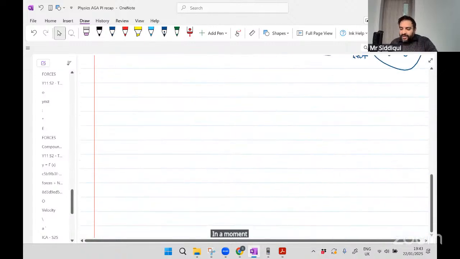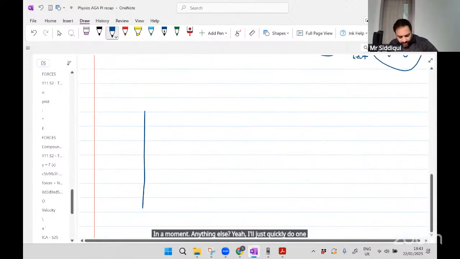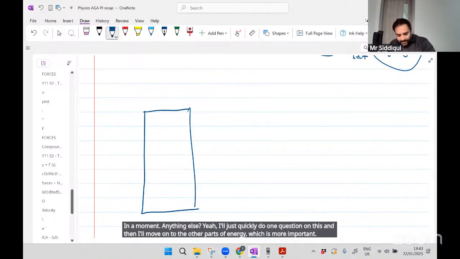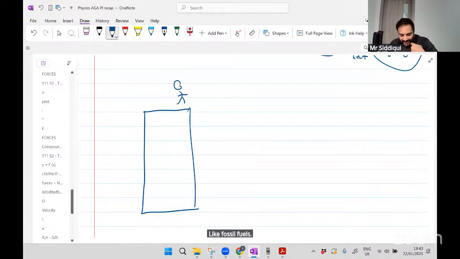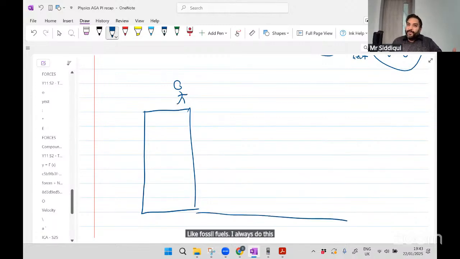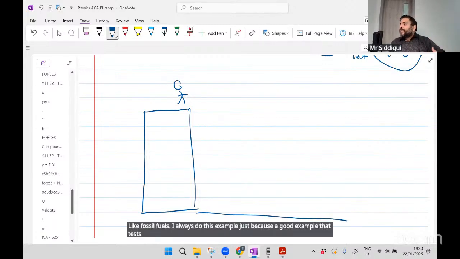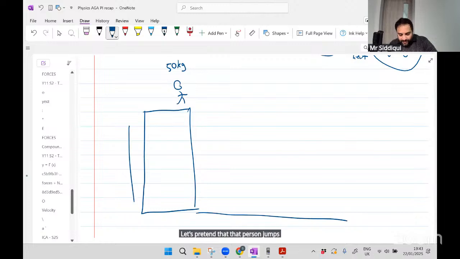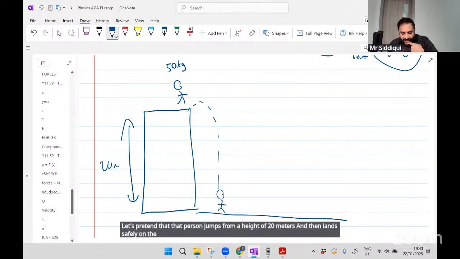Anything else? Yeah. I'll just quickly do one question on this, and then I'll move on to the other parts of energy, which is more important, like fossil fuels. I always do this example because it's a good example that tests your maths and your general knowledge of energy. There is a person here who, let's pretend, has a mass of 50 kg. Let's pretend that person jumps from a height of 20 meters and then lands safely on the floor.